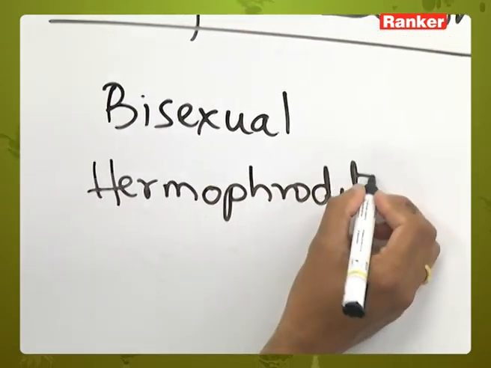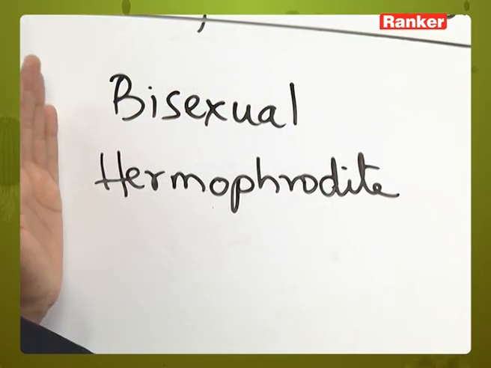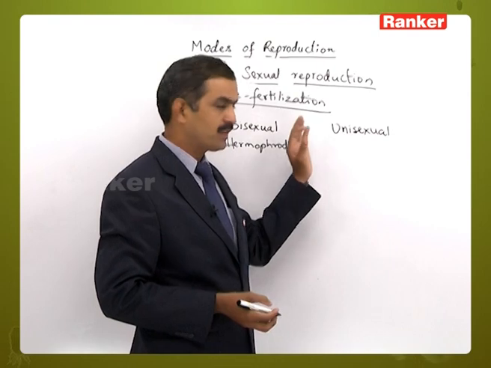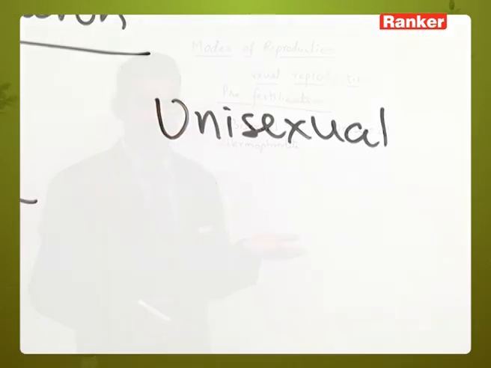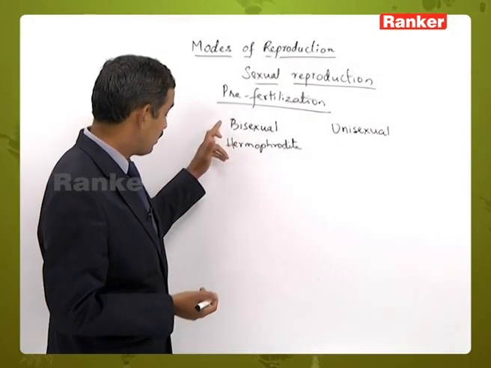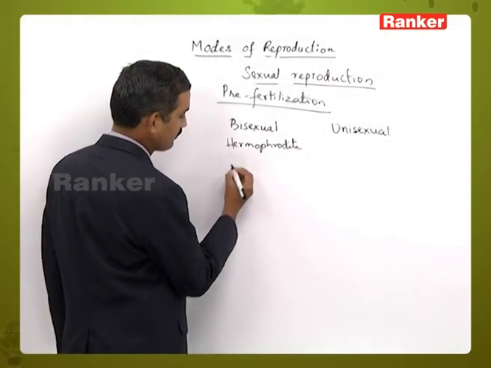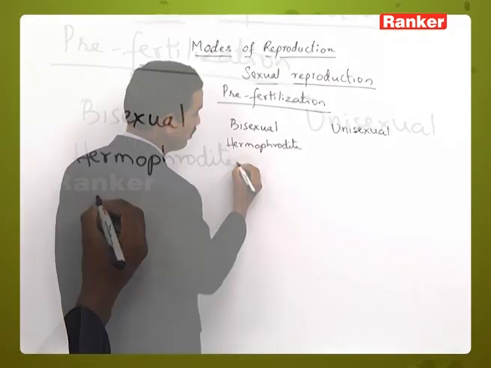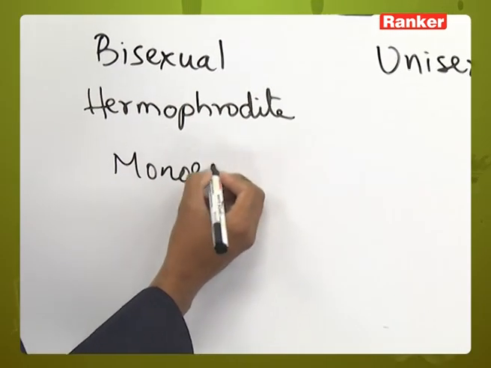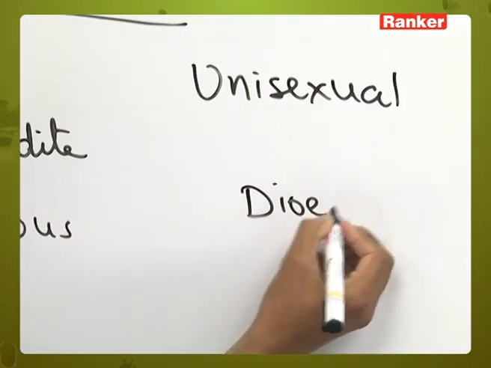That is, both types of sex organs, male and female, are present in the same structure, whereas unisexual means the male reproductive structures are present in one structure and the female reproductive structures are present in the other one. So when male and female structures are present together, this bisexual condition is equal to the monoecious condition, whereas the unisexual condition is equal to the dioecious condition.